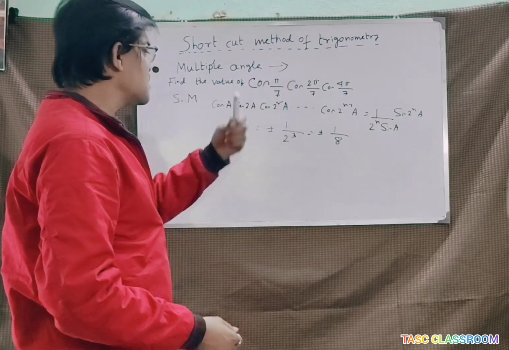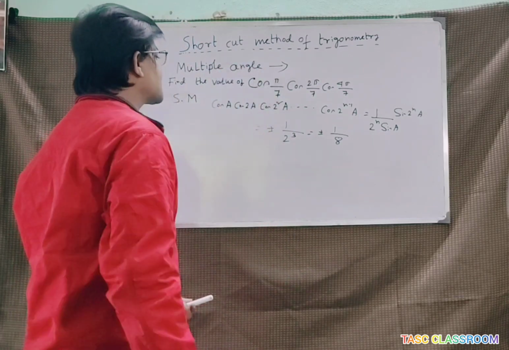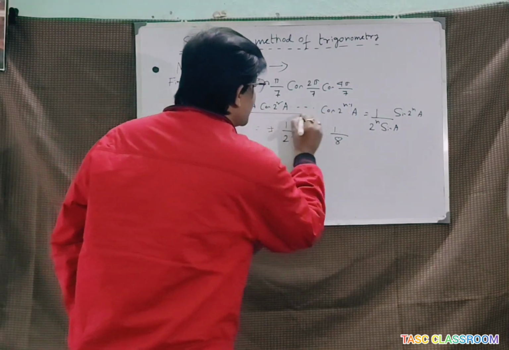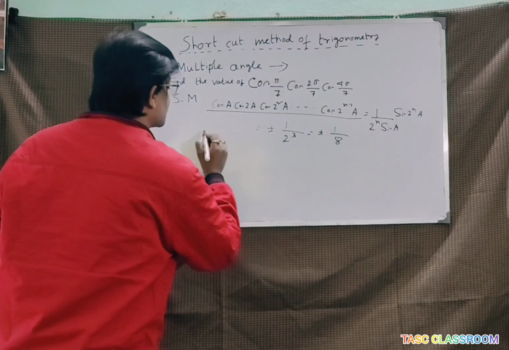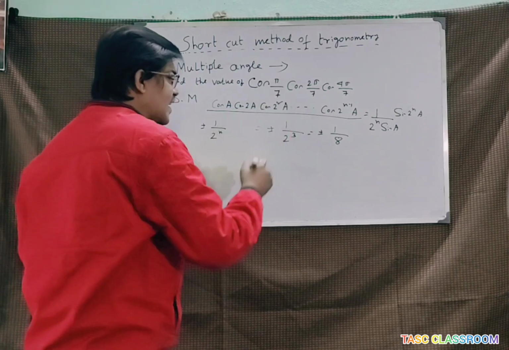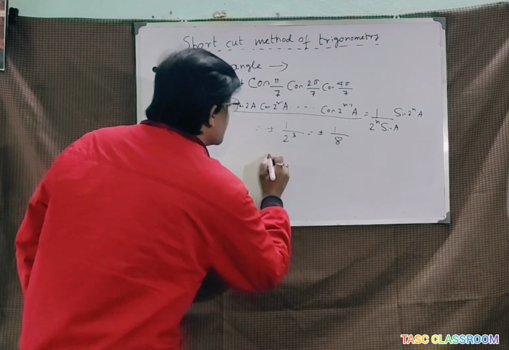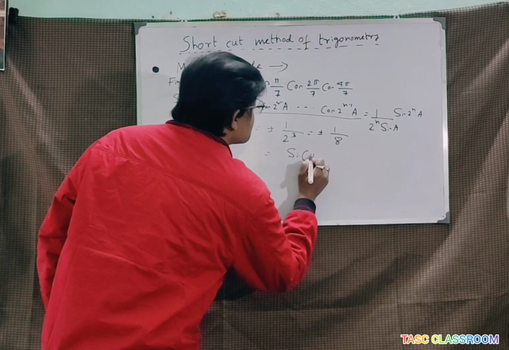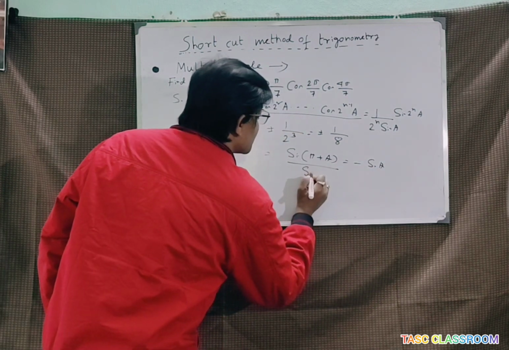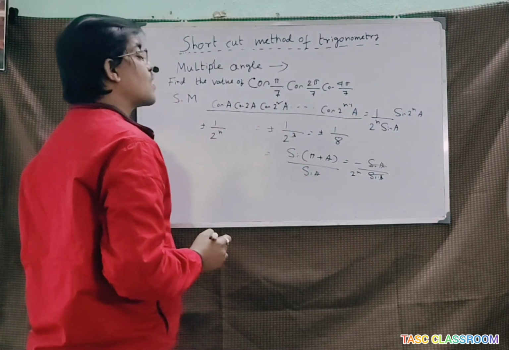In a fraction of a second, you can solve easily. You can calculate easily for such type of questions. The answer of these questions will be plus or minus 1 by 2 to the power n. Then what will be the sign, plus or minus? If there is sin of pi plus A, then minus sin A, then the answer will be minus 1 by 2 to the power n.